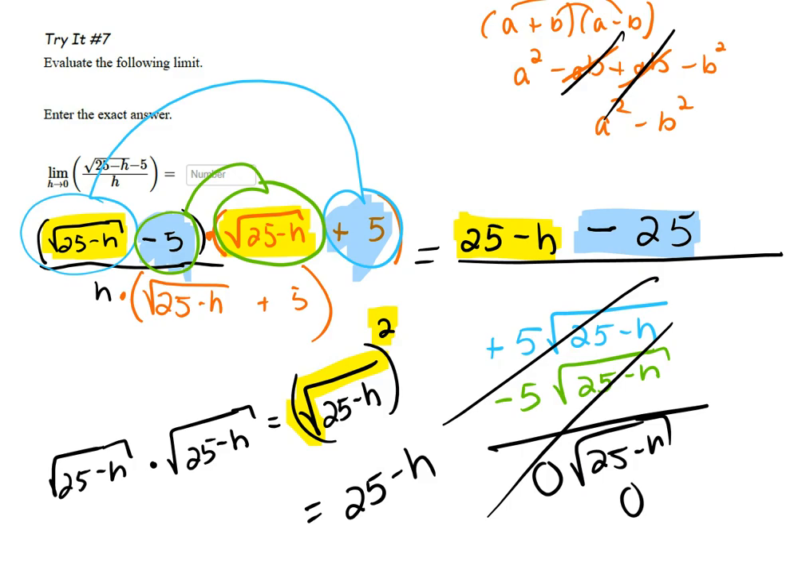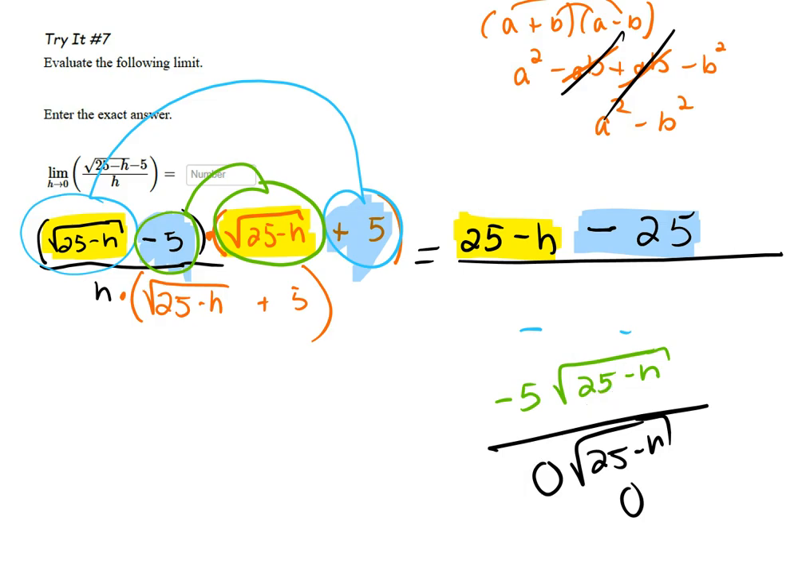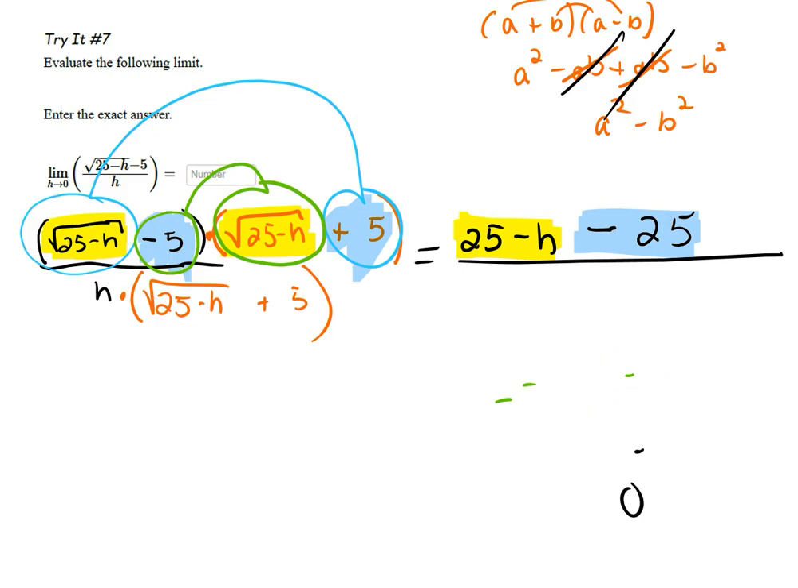And I need some space here, so I'm going to have to erase all this junk. Sorry. This part is actually what I would do on a piece of scrap paper to keep track of all that. Okay, and then your denominator, I am not going to distribute it. I'm just going to leave h times, in parentheses, the square root of 25 minus h plus 5, because look what happens.